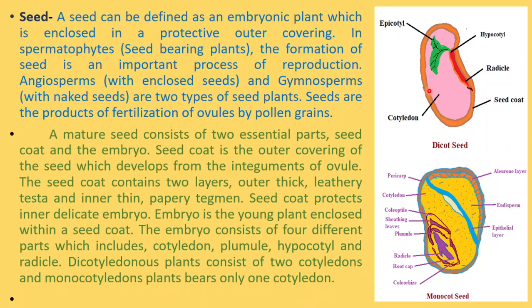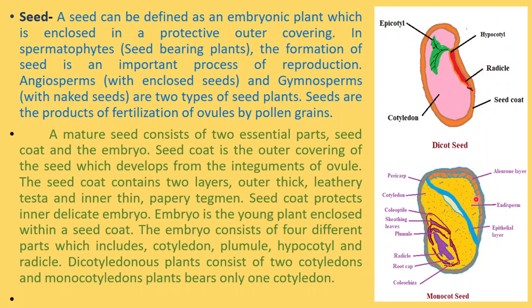Here you can see this is a dicot seed. Here you can see the different parts. This is the epicotyl, this is the hypocotyl, this is the radicle which will give rise to roots. This part will give rise to the shoot. This part is known as the seed coat. The outer part is known as testa, and the inner part is known as tegmen. And this pinkish part is nothing but the cotyledon. So this is a dicot seed.